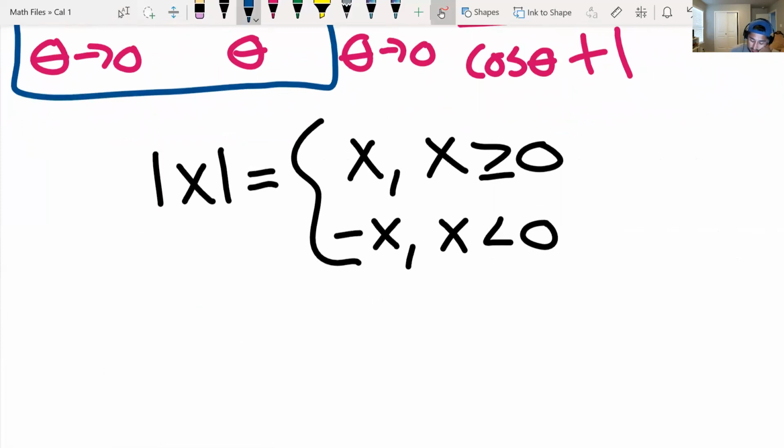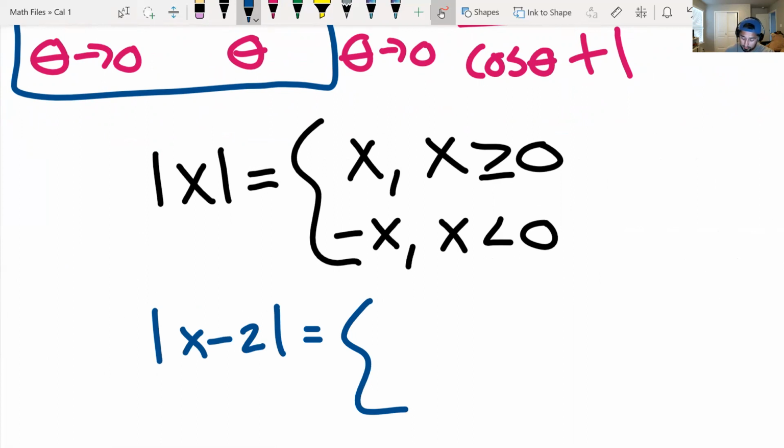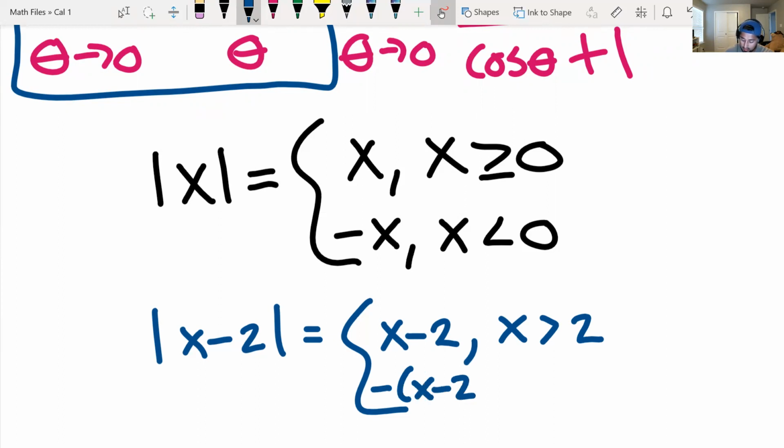So this means that the absolute value of x minus 2 is going to become positive x minus 2 for all x values greater than 2. And then it's going to be negative x minus 2 for all x values less than 2. Okay, so that is our setup for this.